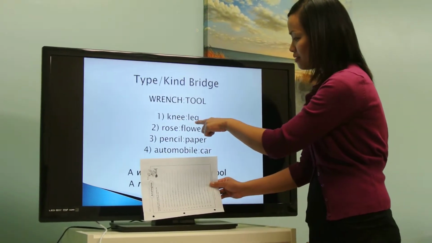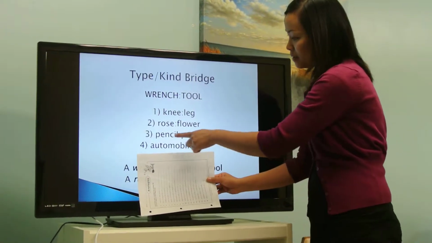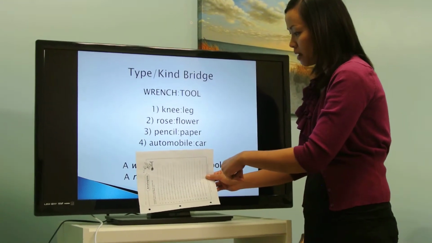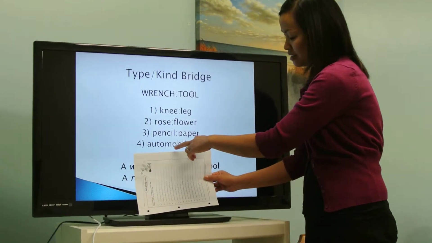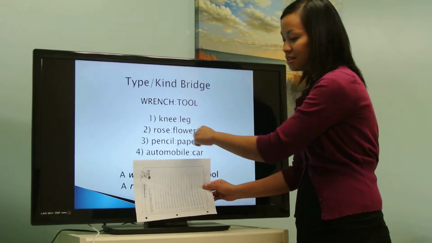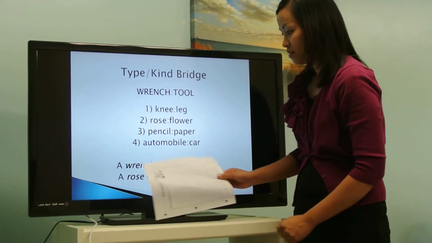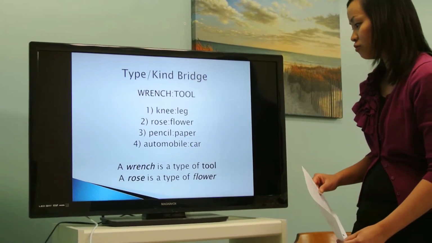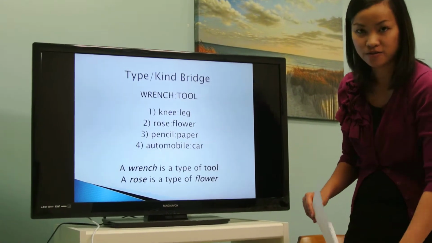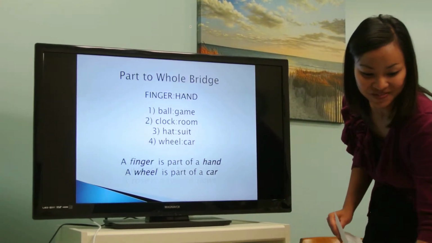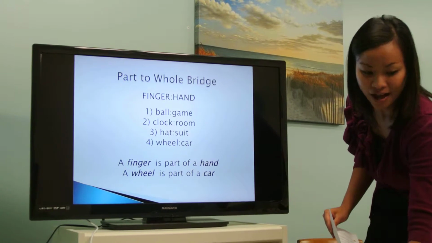Let's look. Knees to leg. That's part of the leg. Pencil paper is what you use on a paper, and that's pretty much the same category. So rose is a type of flower. A wrench is a type of tool, and a rose is a type of flower. Very good, Zachary. Okay, this is our last part.